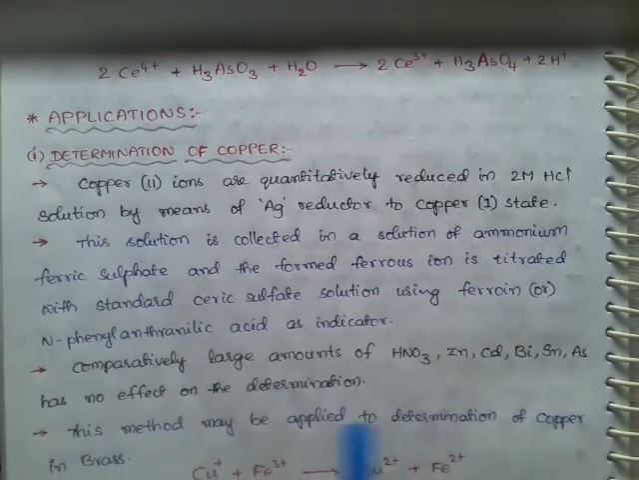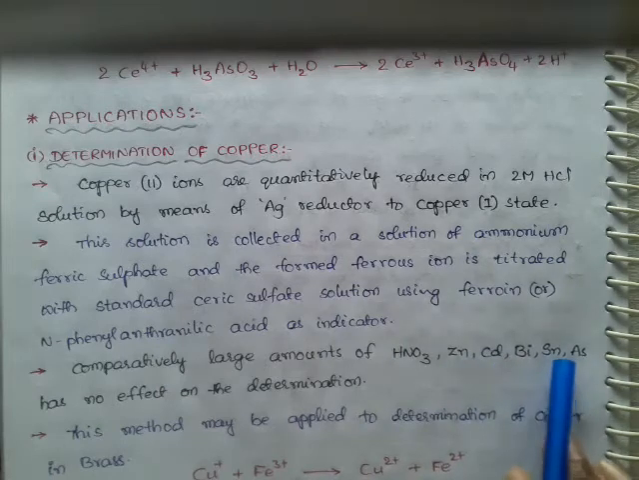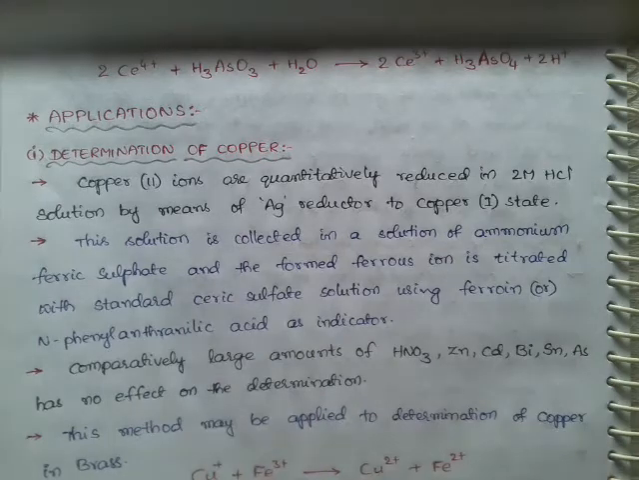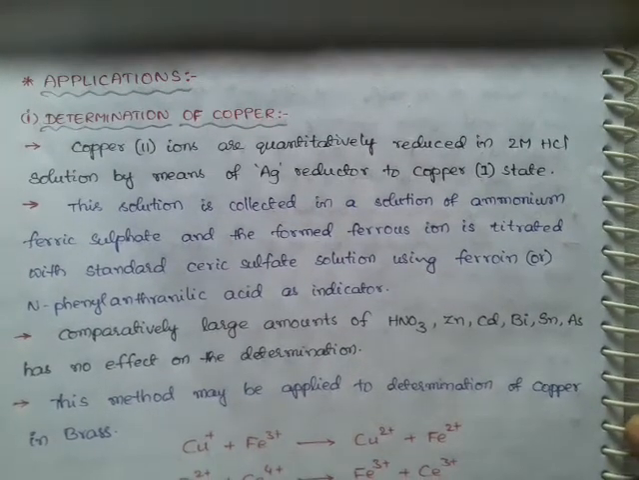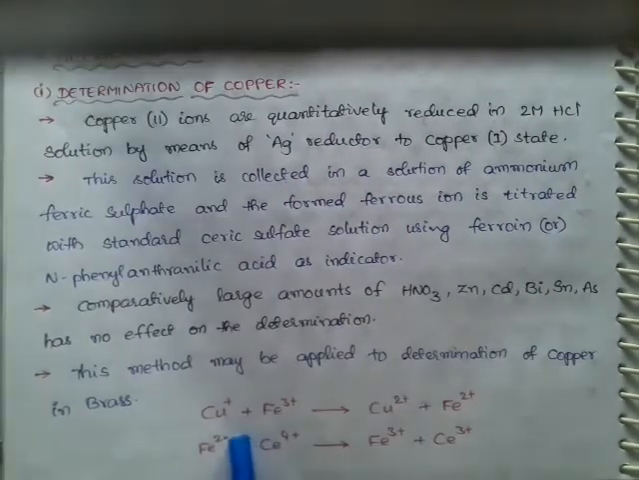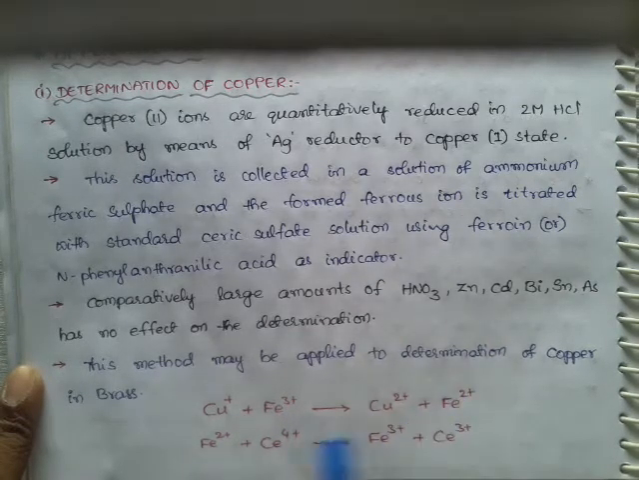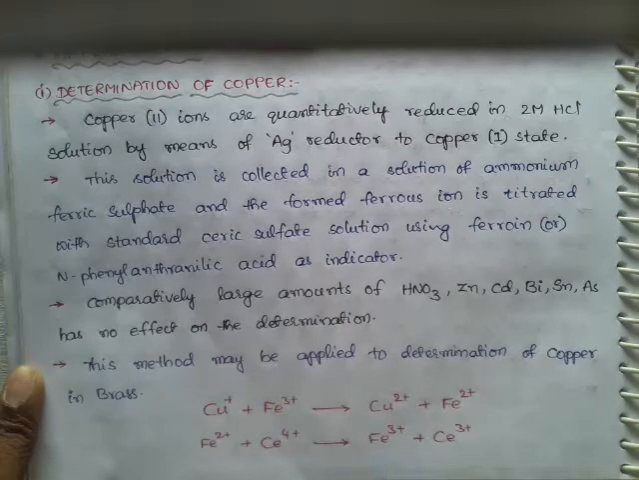Okay, right. Comparatively large amounts of HNO3, zinc, cadmium, bismuth, tin, arsenic have no effect on the determination. So this method may be applied to the determination of copper in brass. Generally what happens, this copper ion can combine with the ferric iron to produce copper, and the quantitatively produced iron 2 will be oxidized by cerium 4 ion.